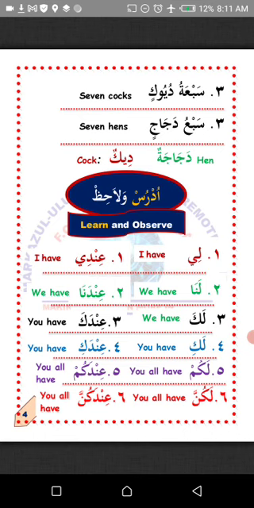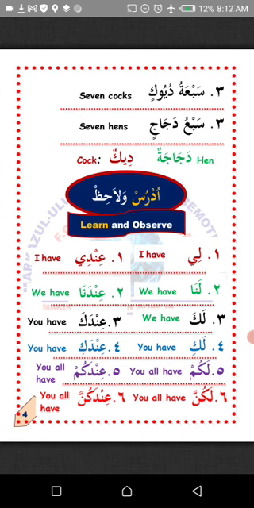Hamza, number 5. Lakum, you all have, talking to a group of male persons. Indakum, you all have. Sitta, number 6. Lakunna, you all have, talking to a group of female persons. Indakunna, you all have, talking to a group of female persons also. You use lakunna when what is being owned is human. You use indakunna if what is being owned is non-human. I hope you understand.